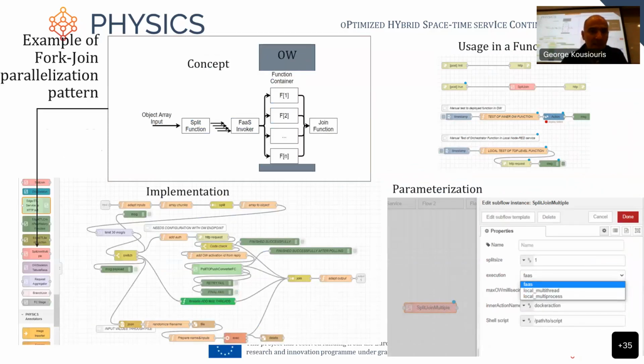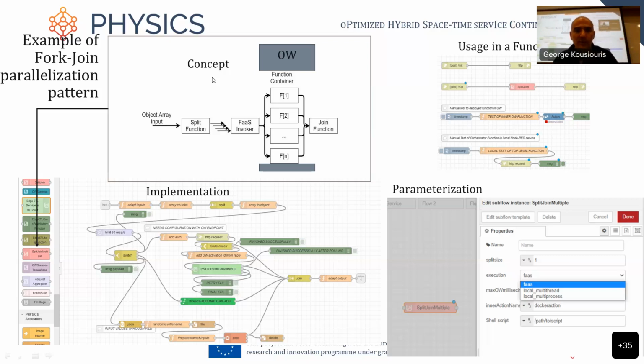As an example of the parallelization patterns, one we have implemented is the fork join one. So how can you get an initial load? This load is then split across different containers. It uses many different functions that we executed, and then the result in the end is joined and then forwarded to the remaining workflow.